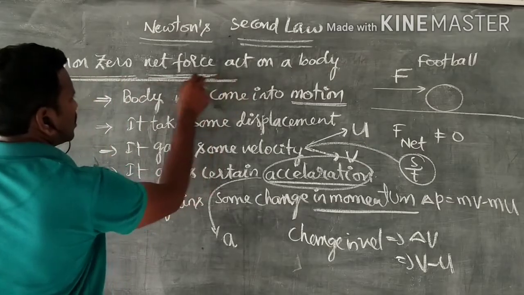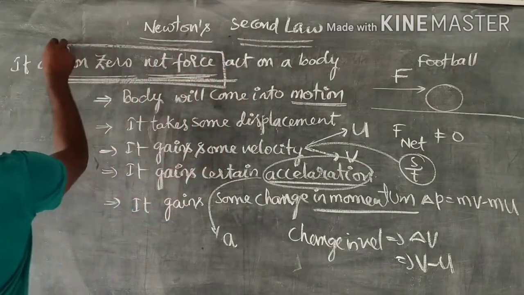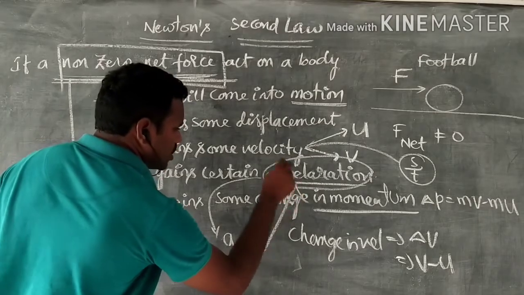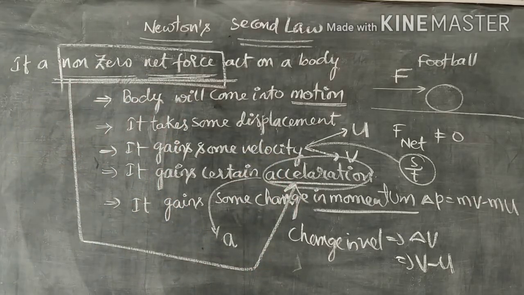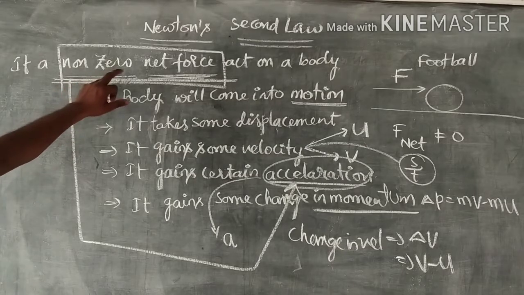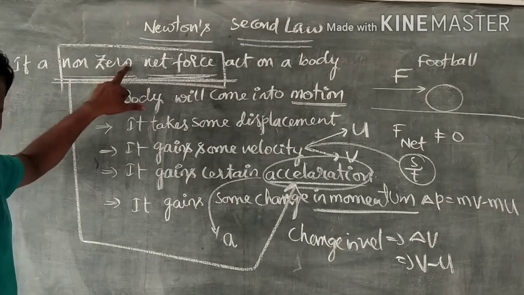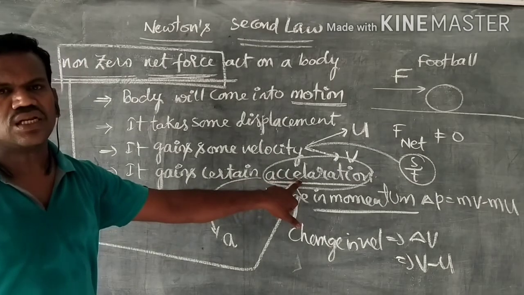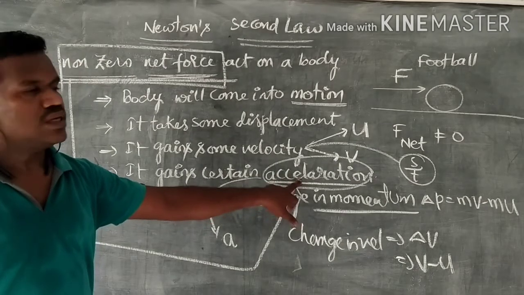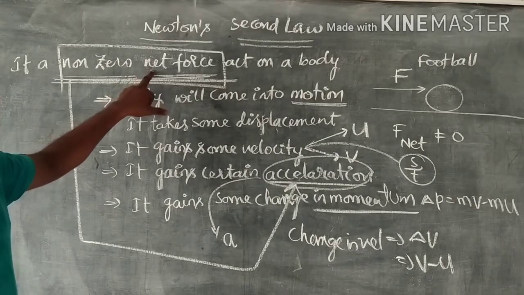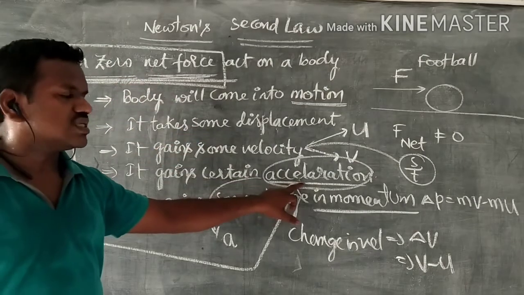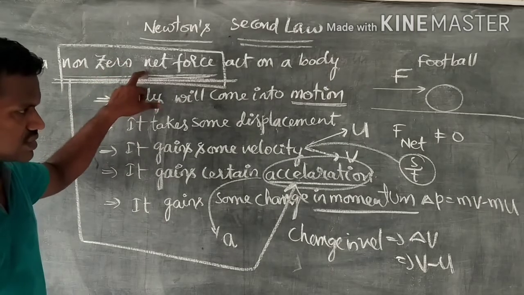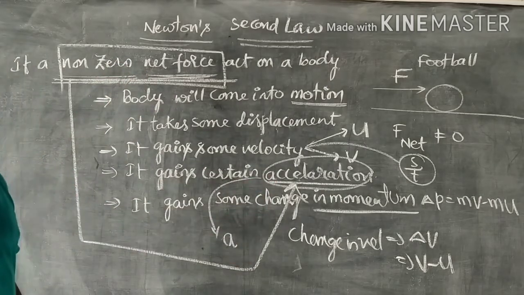This means the non-zero net force that acts on your body is the cause of acceleration. If there is a non-zero net force on your body, automatically the body has a certain acceleration. If the non-zero net force is more, acceleration is also more. If the non-zero net force is less, acceleration is also less.